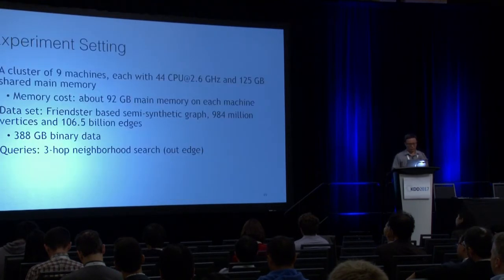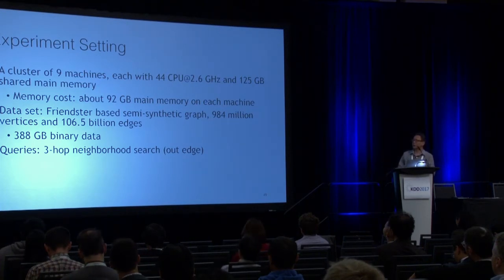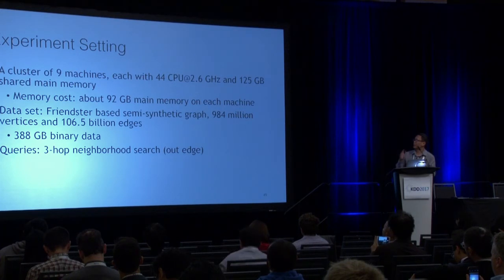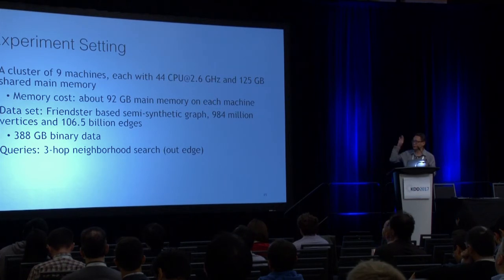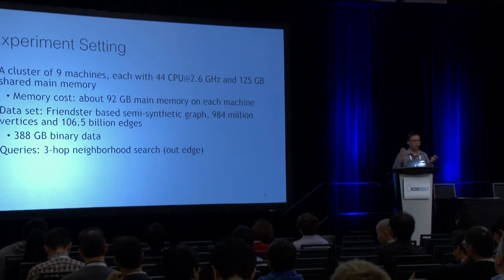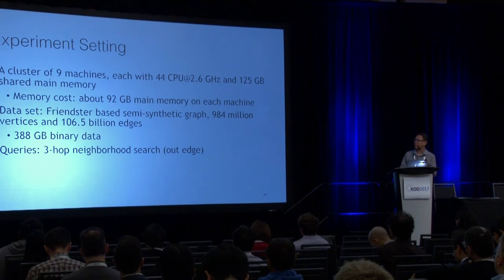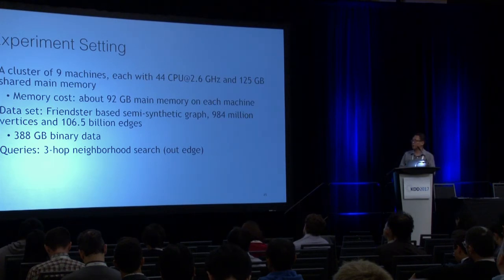Okay. So let me show you some results we just got a few weeks ago. We use a cluster of 9 machines, each with 44 CPUs at least 2.6 gigahertz, and each computer has 128 gig shared main memory for this graph engine. You can see it's really an affordable server configuration. It's not supercomputing servers. Okay. And in our experiments, we observed that the memory cost is just about 90 gigabytes of main memory.